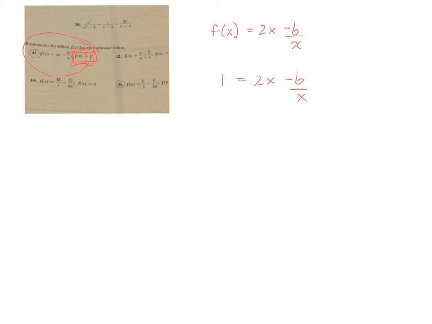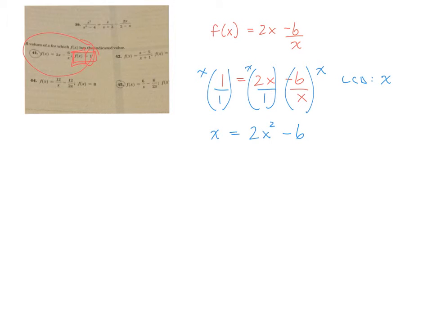Now it's a rational equation, so I can solve it. This is over 1, this is over 1. My lowest common denominator will be x. And so I'm going to take this and times by x, this by x, and this by x. In the first one I get an x is equal to 2x squared minus 6. This is a quadratic, so to solve that, I'll move the x over to this side. So I'll have 0 is equal to 2x squared minus x minus 6.